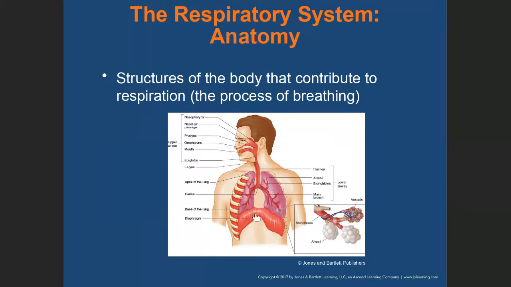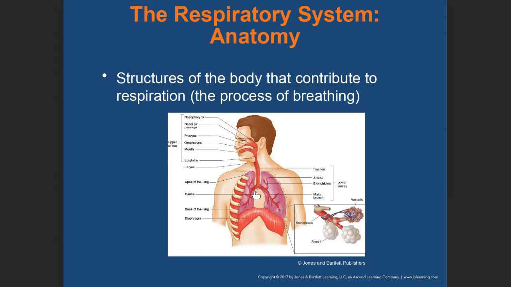Now the space between the lungs, the right and left lung, is referred to as the mediastinum. So the space between the right and left lung is referred to as the mediastinum. And this is where we will find the heart and the major blood vessels, the vena cava and the aorta.